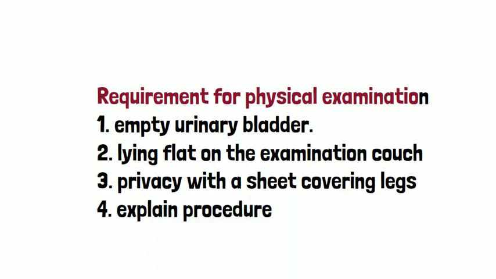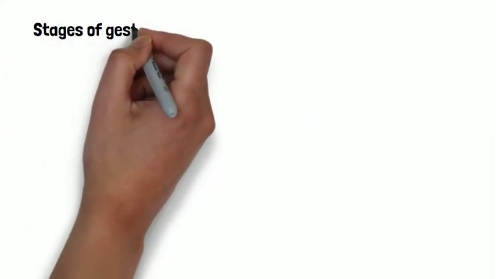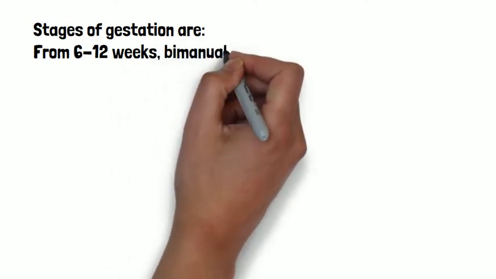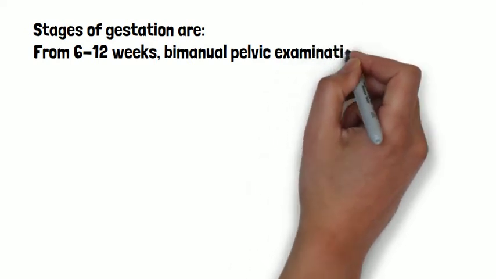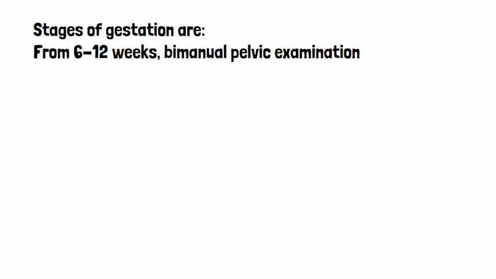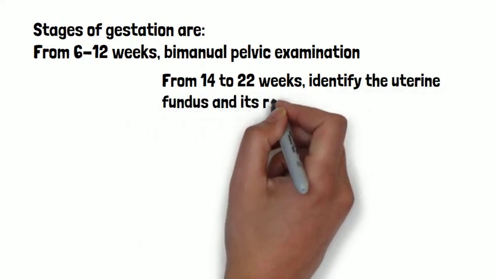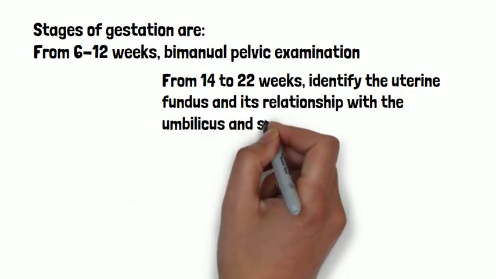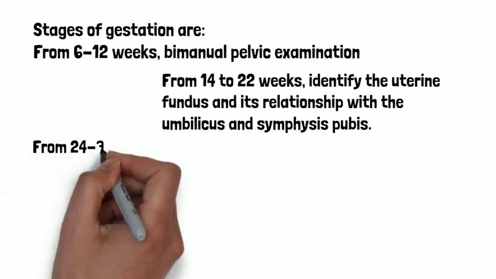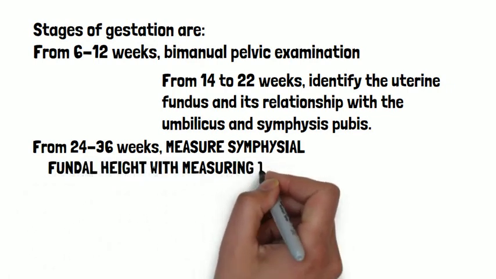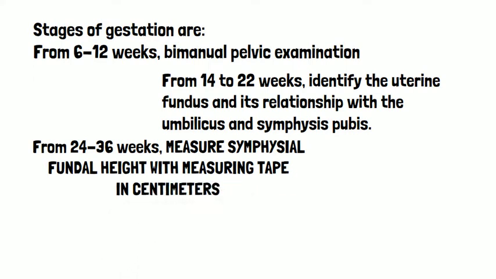Different strategies will determine gestational age. The strategy will depend on the time at which the patient presents. The stages of presentation are: when the uterus is not palpable in the abdomen, from 6 to 12 weeks, a bimanual pelvic examination is conducted. When the uterus is palpable in the abdomen and at or below the level of the umbilicus, we identify the uterine fundus and its relationship with the umbilicus and the symphysis pubis. From 24 to 36 weeks, the uterine fundus is related to the xiphisternum and the umbilicus for finding gestational age. And from 36 to term, we identify the presenting part and its relationship with the pelvic brim.